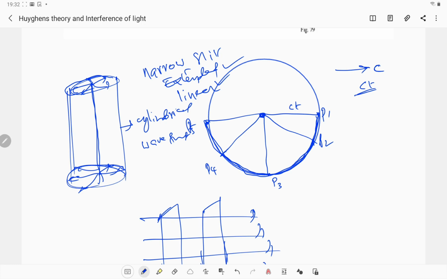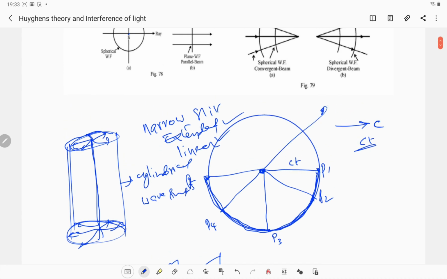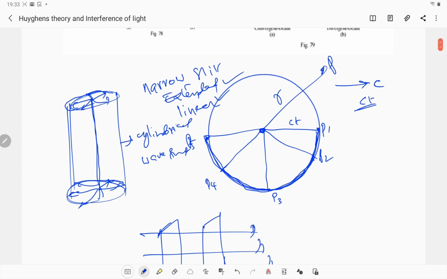For a point source, spherical. For example, here P is a point at a distance r. The source has power P. At this point, intensity I is equal to the power of the source divided by 4 pi r squared. Therefore, I is proportional to 1 by r squared. This is for a point source.